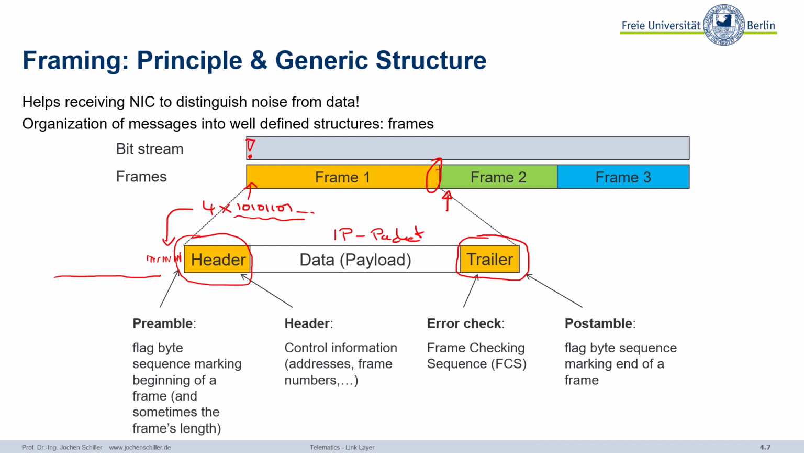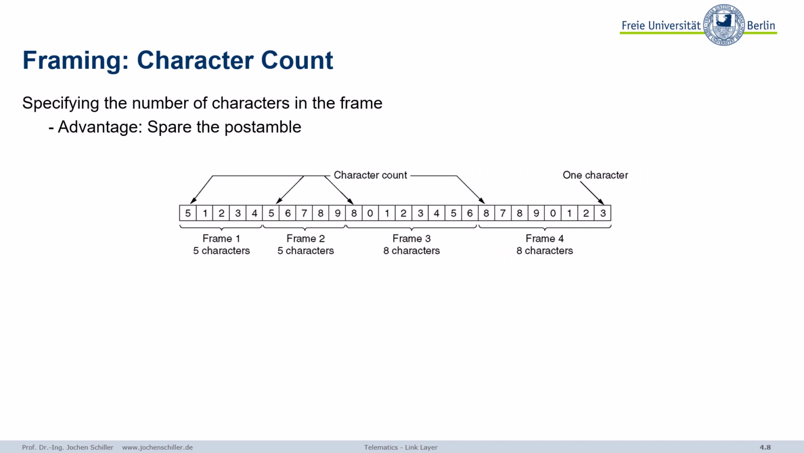Okay, so now how do we do this? So yes, we have to structure our bit stream, but how? And there's a very simple scheme. And this very simple scheme is called character counting, or you can also call it byte counting. So then, okay, 1 byte is 1 character. So why not simply saying, okay, there might be some preamble somewhere, but then as soon as we transmit something, we have a special field here telling us how many bytes or characters do we have in a frame.